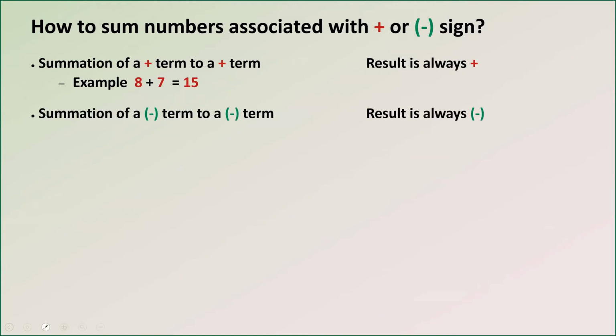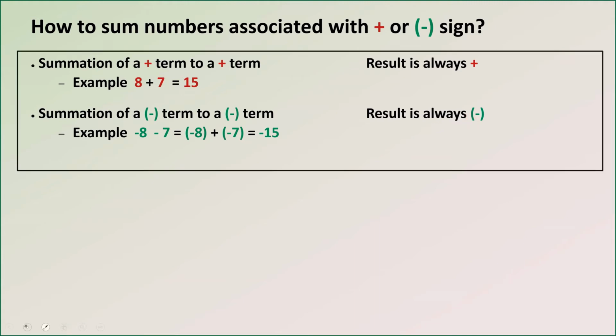In case I'm summing a negative term to another negative term, the result is always a negative number. For example, negative 8, negative 7. I'm thinking of it as a summation of negative 8 to negative 7. It's like yesterday I lost $8 and today I lost another $7. Altogether, I have a loss of $15. I add these numbers and then put the negative sign. The result is always negative.